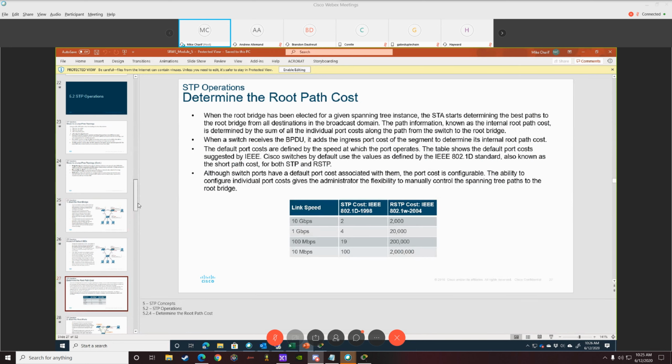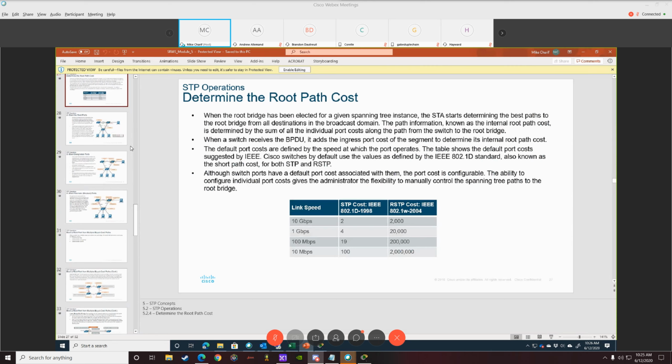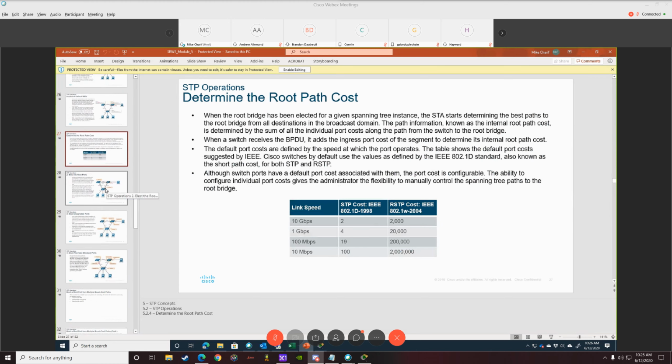Now, one thing you need to understand is the cost of the bandwidth. If you have a link at 10 gigabit, then the cost is going to be 2. If you have 1 gigabit, it's going to be 4. If you have 100 megabit, it's going to be 19. If you have 10 megabit, it's going to be 100. So the lower the value, the better the path.